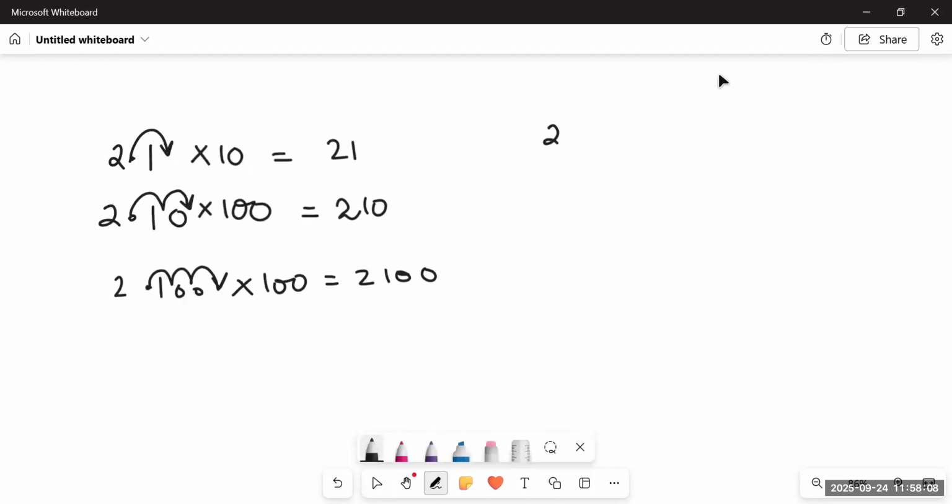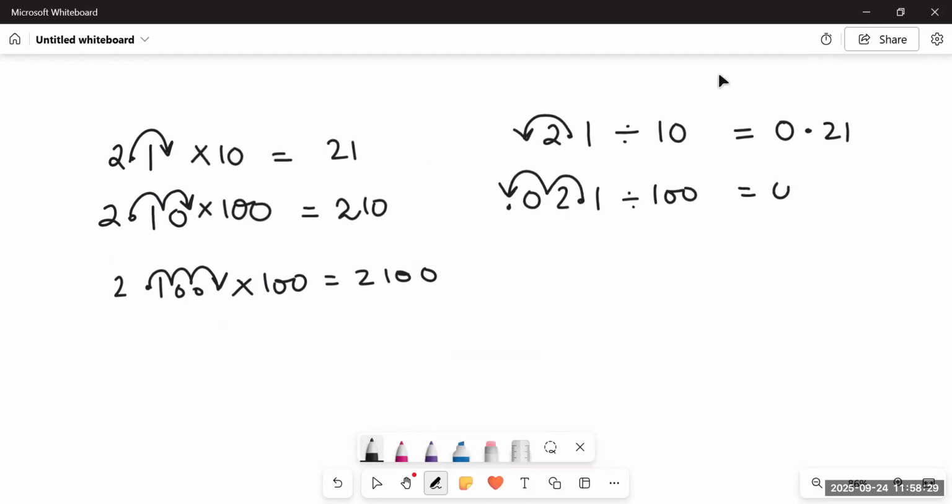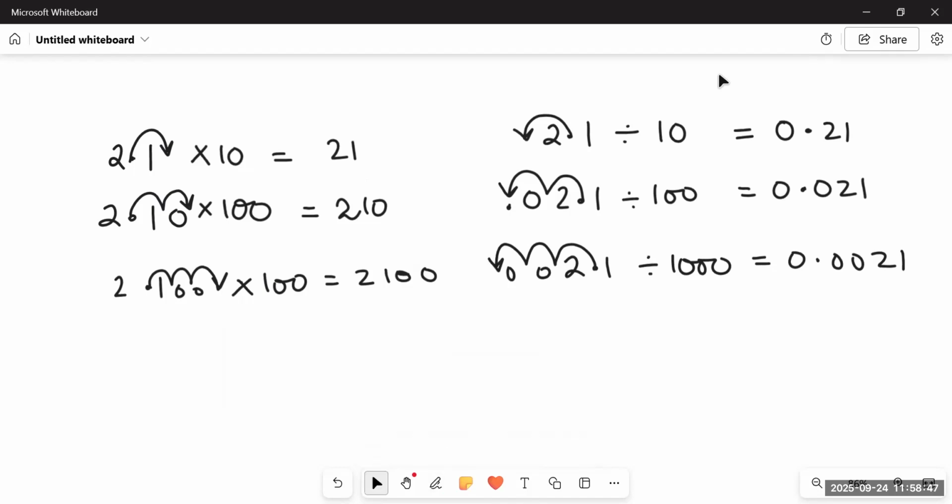Now, if we have to divide a number by 10, what happens? When we divide a number by 10, the decimal will move one place backwards and it's going to become 0.21. Similarly, when we divide any number by 100, the decimal will move two places backwards, so it becomes 0.021. Similarly, when we divide a number by 1000, the decimal will move 1, 2, 3 places backwards and it's going to become 0.0021.